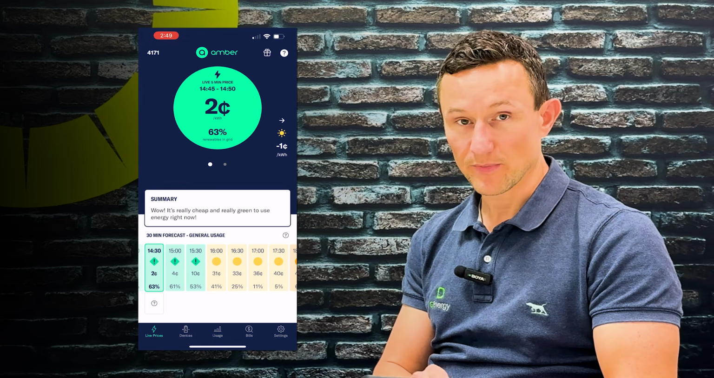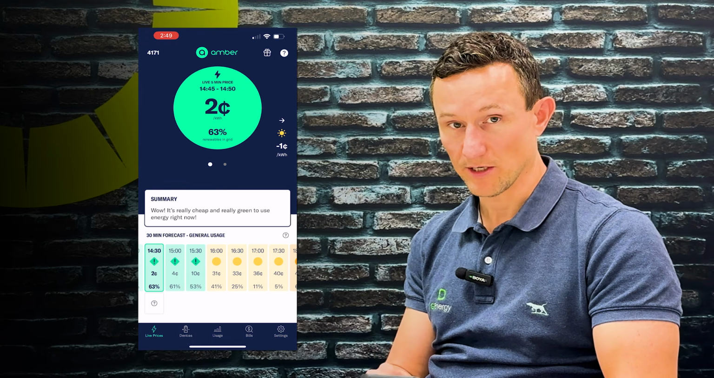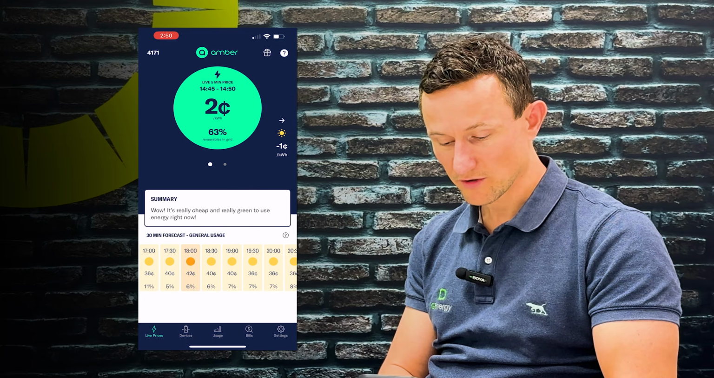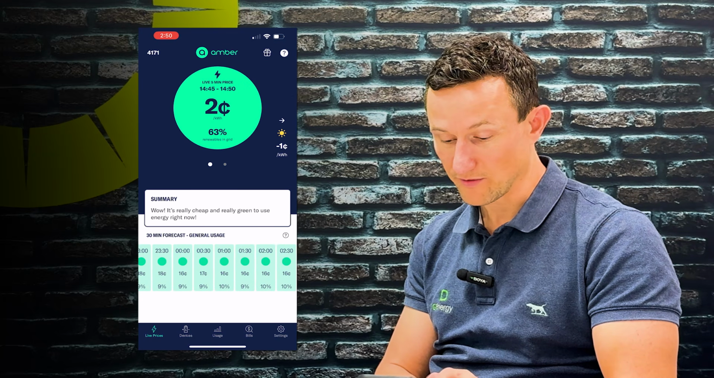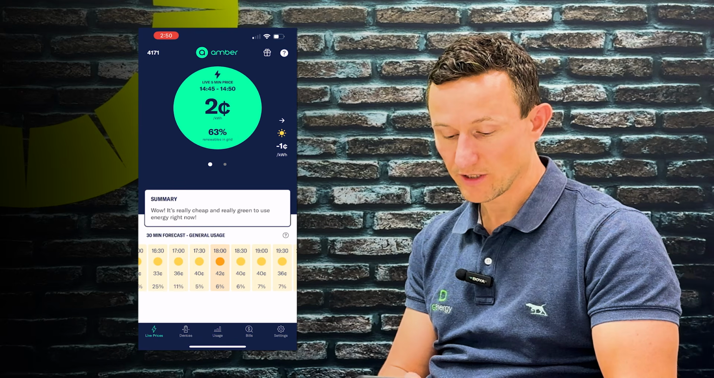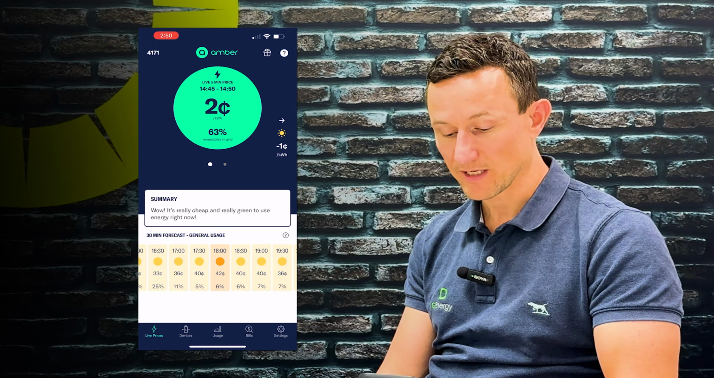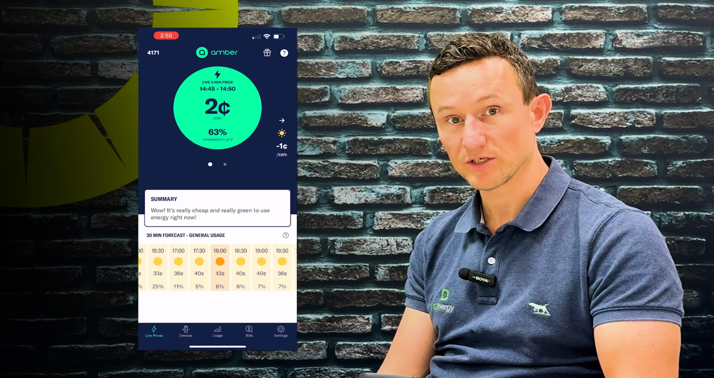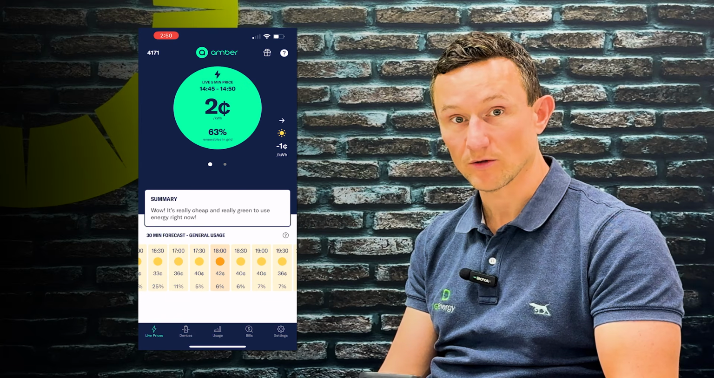If you look at the bottom of the page, it shows you a little timeline. If you scroll across on that timeline, you can see I can get all the way through till 2:30 a.m. If we go back to where it goes orange, you can see there at 6 p.m., that's going to be the most expensive time to purchase energy at 42 cents per kilowatt hour.